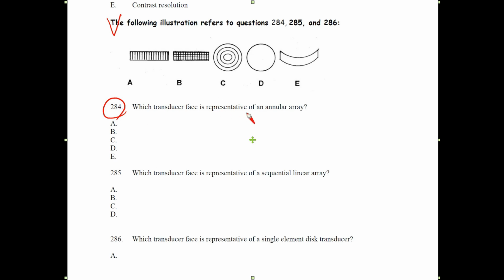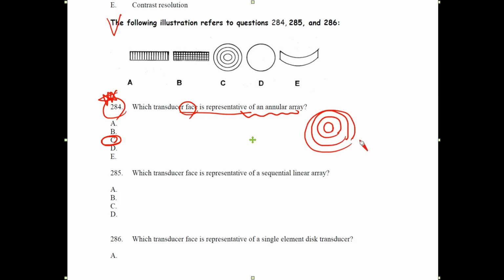If you look at question 284, it's asking how the annular array method is represented. Among these, you should remember question 284. The annular method corresponds to option C among the choices. It's generally referred to as a concentric circle shape. So you can see from the question that this kind of shape is related to the array type among transducers.